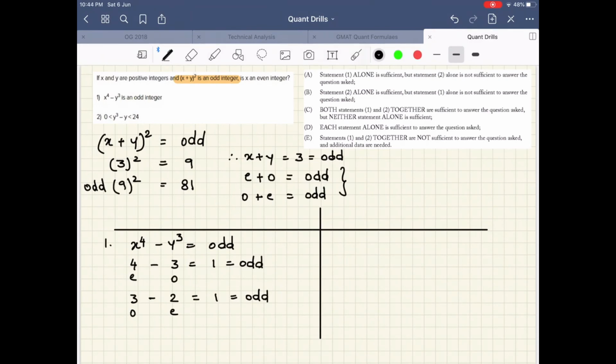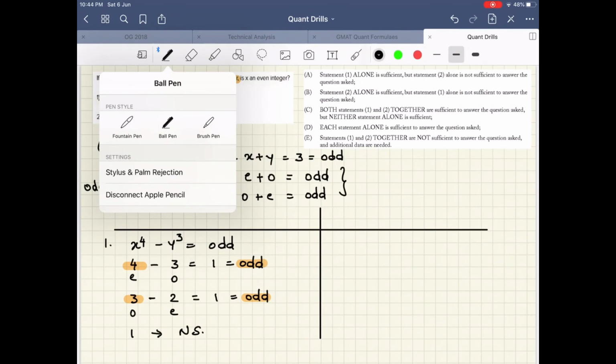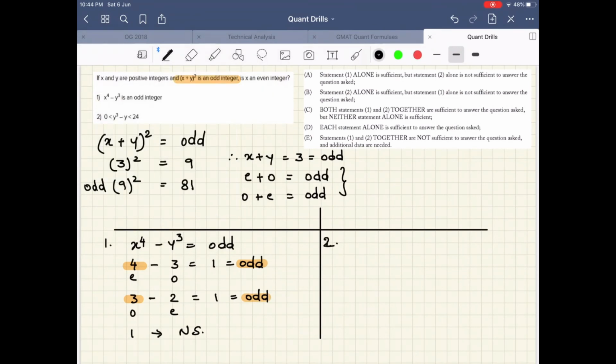So if x is even, then the answer is odd. If x is odd, then also the answer is odd. So clearly statement 1 is not sufficient. Now let's move on to the second statement, which says 0 is less than y cubed minus y, which is less than 24.